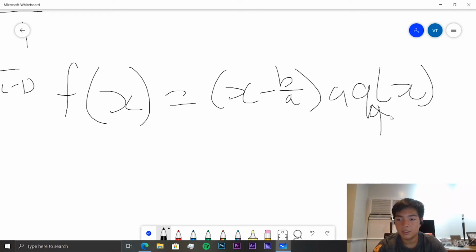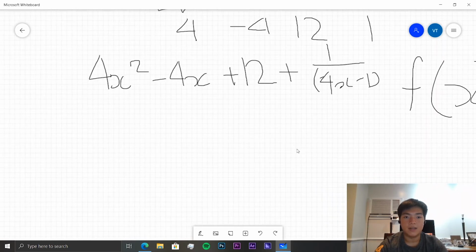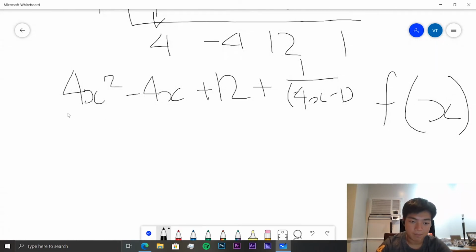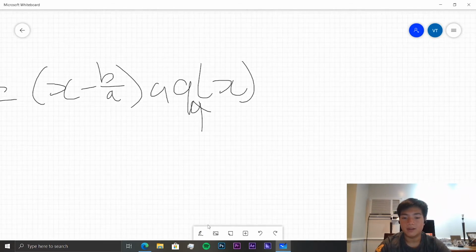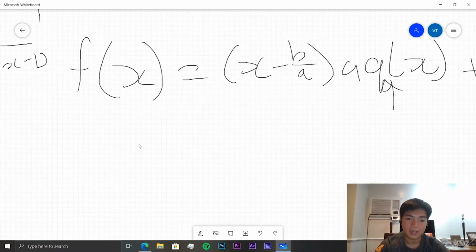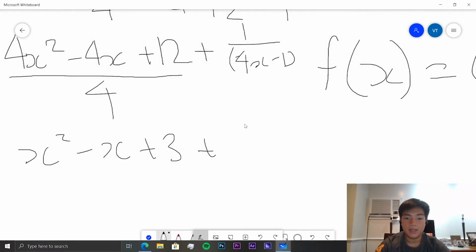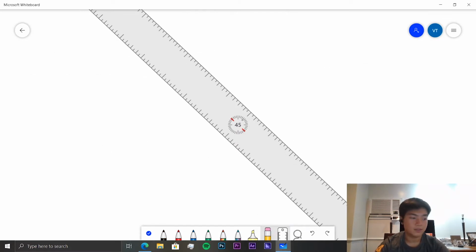So to get the real quotient, we also have to divide all of the terms with an x in them by a. Actually, no, just all of the terms but the remainder by a. So we divide all of that by 4, so we get x squared minus x plus 3 plus, and we leave the remainder unchanged because we know that it is not being multiplied by a. So we have x squared minus x plus 3 plus 1 over 4x minus 1. So that's the answer.